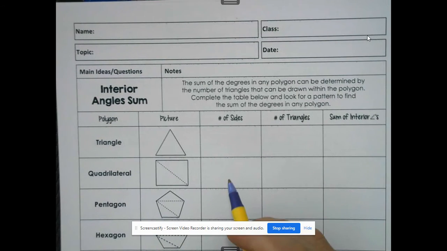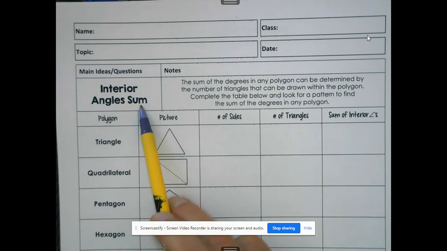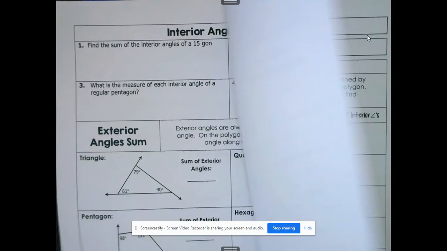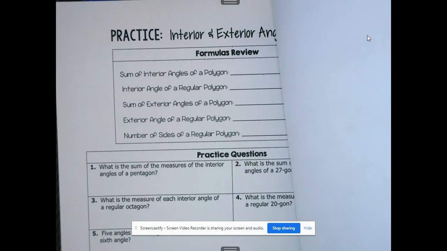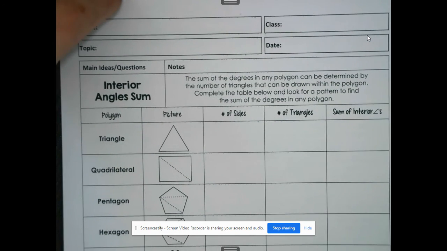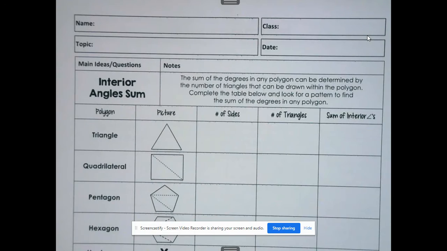All right, guys, this lesson's on interior angle sum on the front side, and then we do some exterior angle sum on the back side. And then we got a little bit of mixed practice on the third and fourth pages. So this will be a little bit longer one. And here we go.